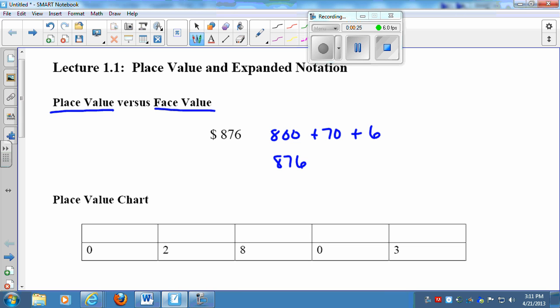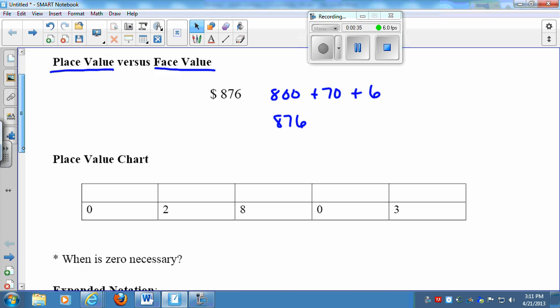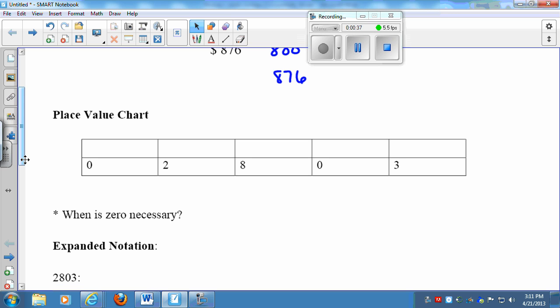Now, there's quite a bit of difference, especially when you think of money. $876 versus $8, $7, $6. Although there are some times when we call a number by its face value, such as an office number. My office number is room 1-2-3. It's a little odd if I was to say my office number is room one hundred twenty-three. So there is an appropriate time to call it by its face versus its place. But in mathematics, we always want to call a number by its place value.